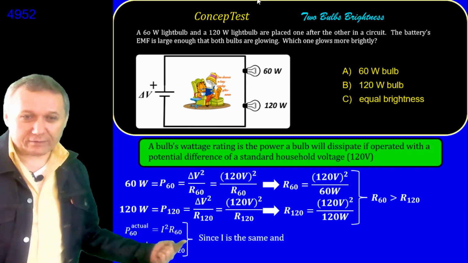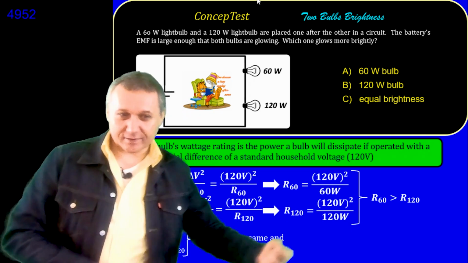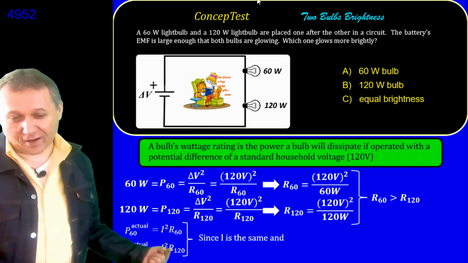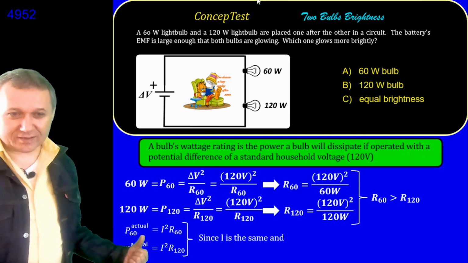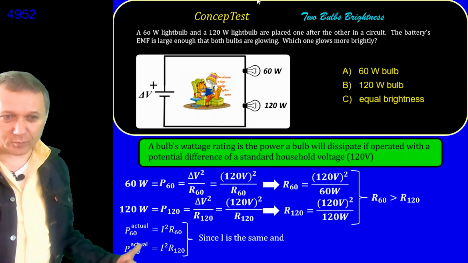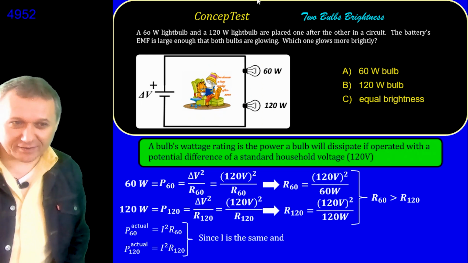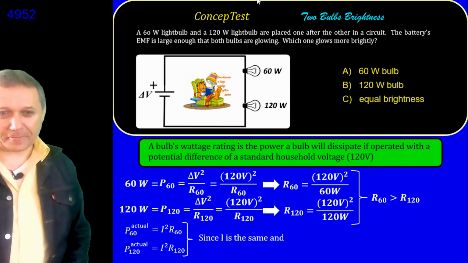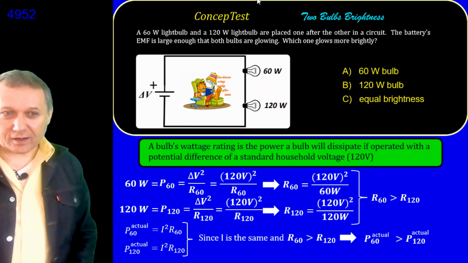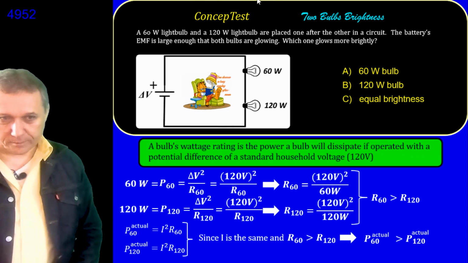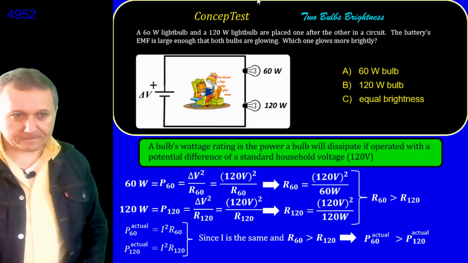And we have information about the resistances. So R60 is larger than R120. So it means that the power of the 60-watt bulb is larger than the power produced by the 120-watt bulb, right? So you see, this answer is not intuitive at all, right?